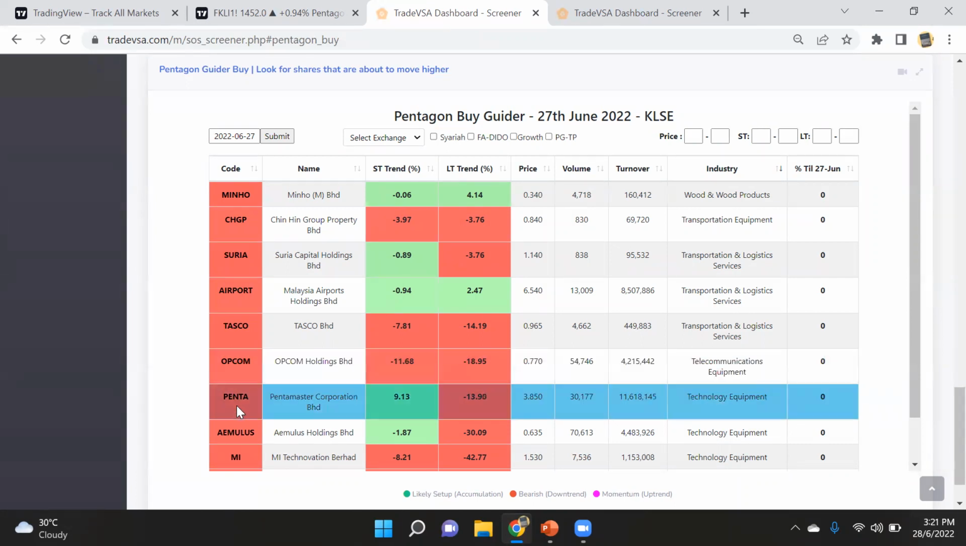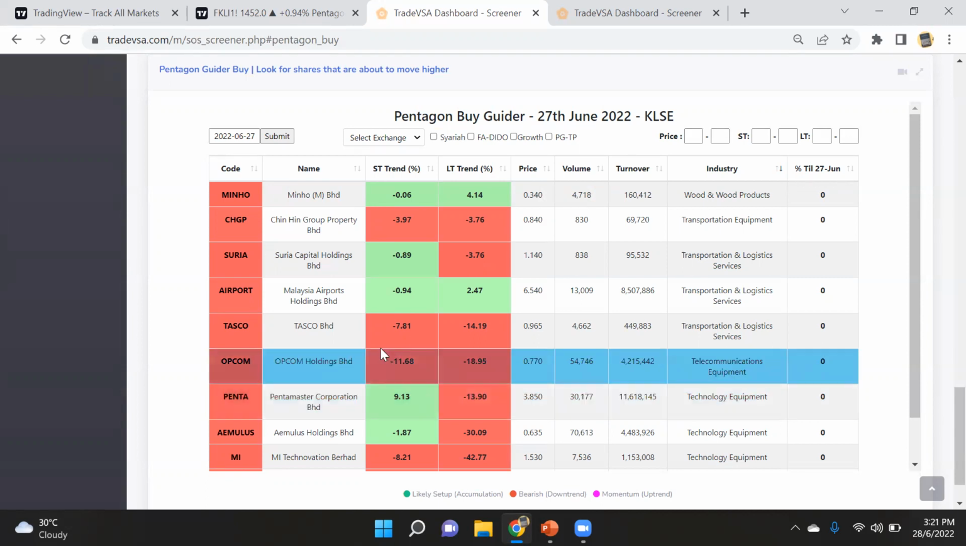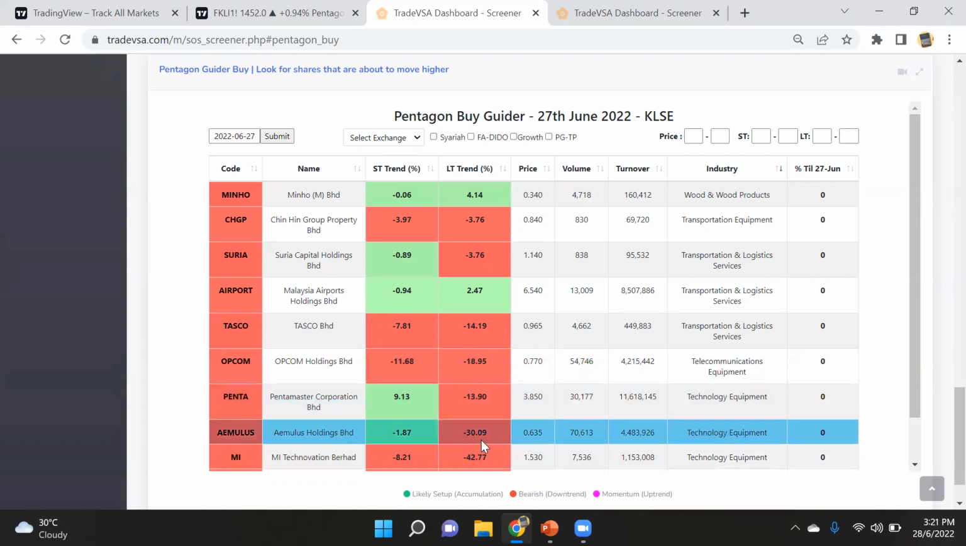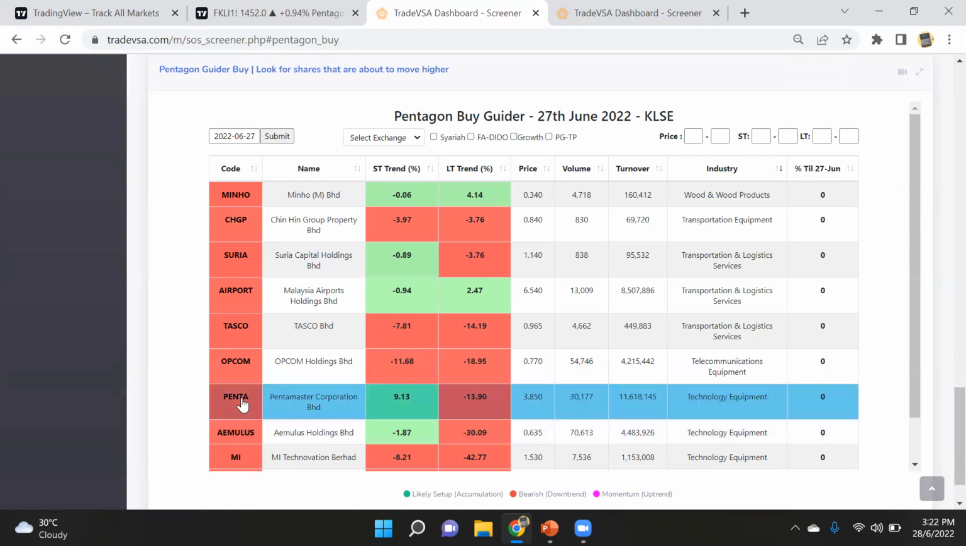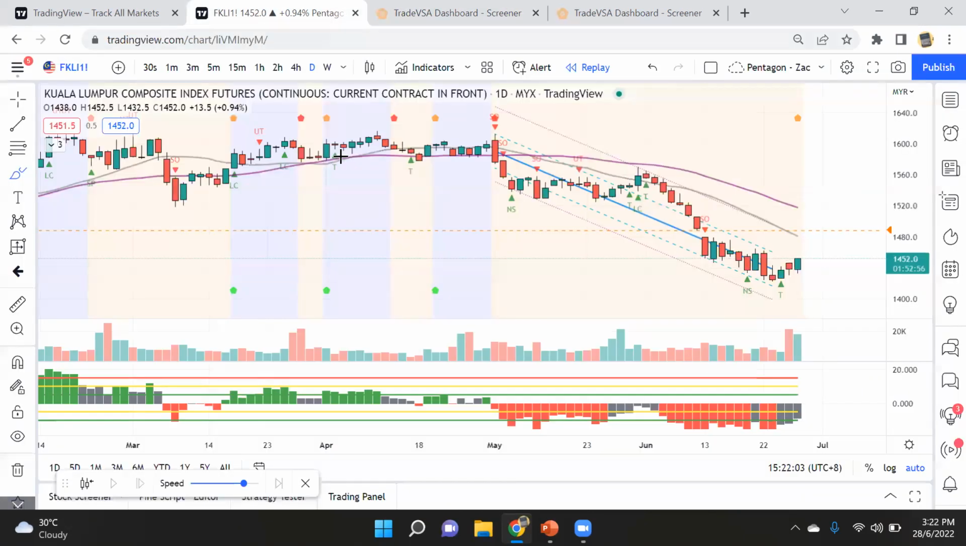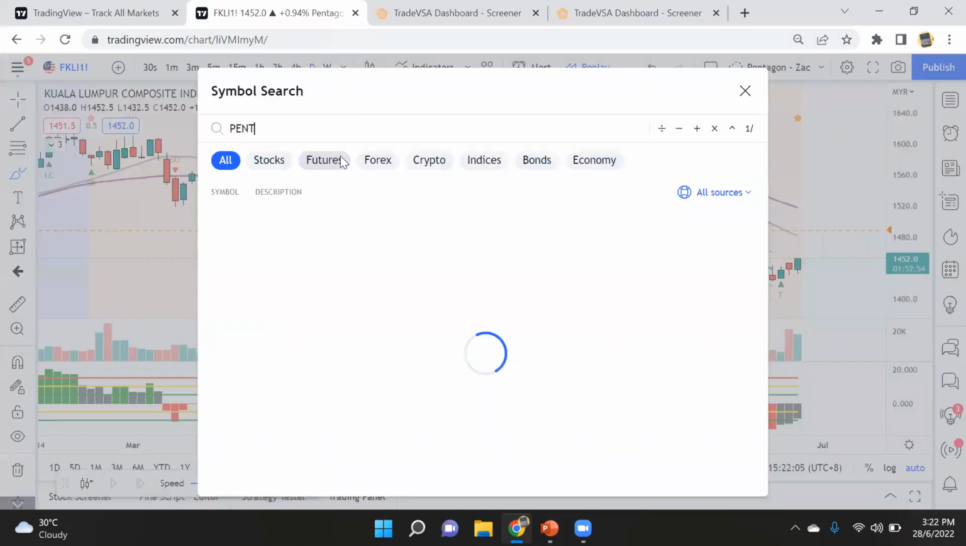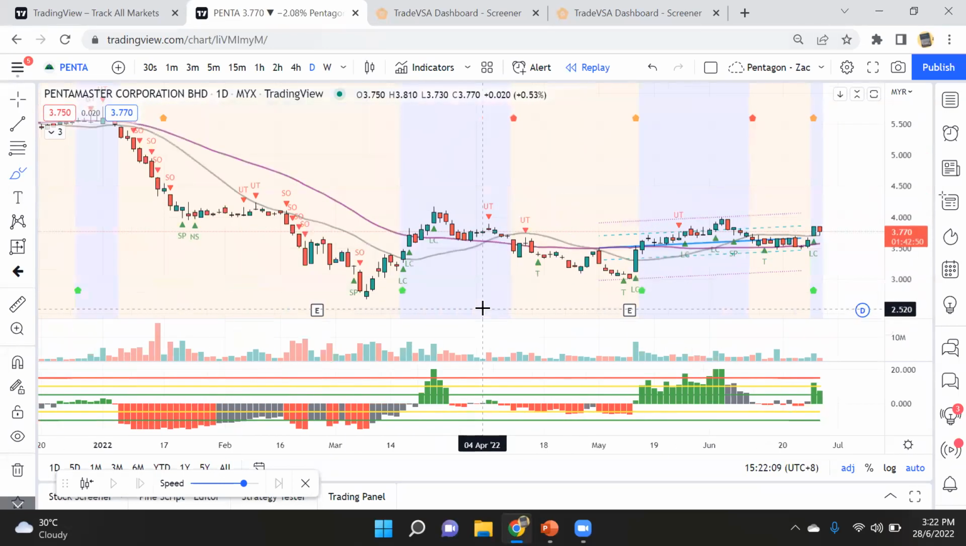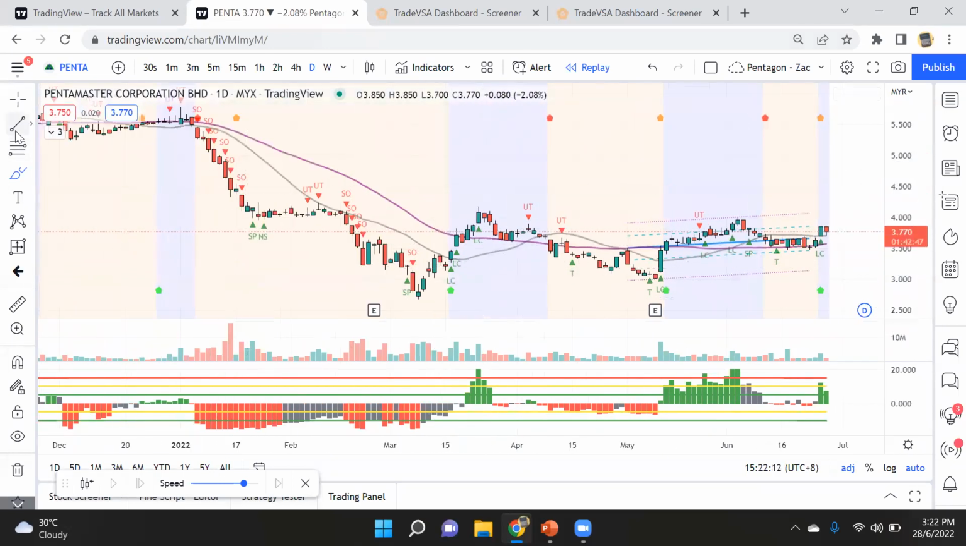I already have some lists over here. Again, all these counters were picked from the Pentagon screener. Same thing, I will focus on those in red, ST and LT, because we want to see a downtrend that turns to green pentagon. So we want to see what is going on in the chart. I think Penta kind of fits the criteria, but Penta previously already changed trends, back to 1 or 2 months ago. So this is the area that actually made a big change of trend.